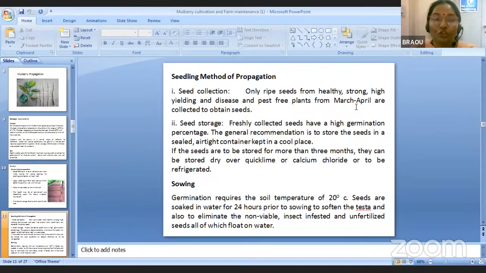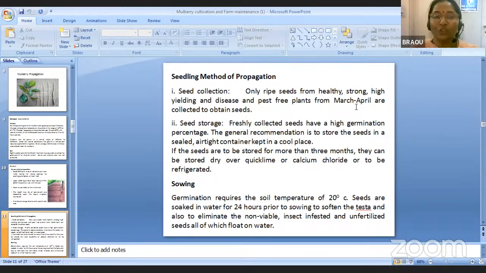So to avoid that, because you don't want to spoil the collected seeds, you're going to store them in airtight containers and keep them in a cool place, tightly sealed. This is if you've just collected them and you need a day or two to go and sow the seeds. But if you want to store them for more than 2 or 3 months, then you are going to store them over quicklime, that is calcium chloride, or the best way is to refrigerate them. Keep them in the fridge and they are as good as fresh seeds. So whenever you want to sow them, you can just take them out and sow them.